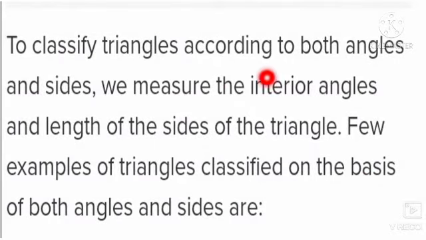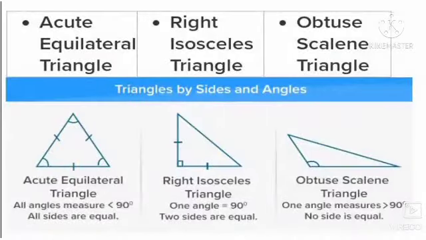To classify triangles according to both angles and sides, we measure the interior angles and the lengths of the sides of the triangle. A few examples of triangles classified on the basis of both angles and sides are acute equilateral triangle, right isosceles triangle, obtuse scalene triangle. In acute equilateral triangle, all angles measure less than 90 degrees, all sides are equal. In right isosceles triangle, one angle is 90 degrees and two sides are equal.